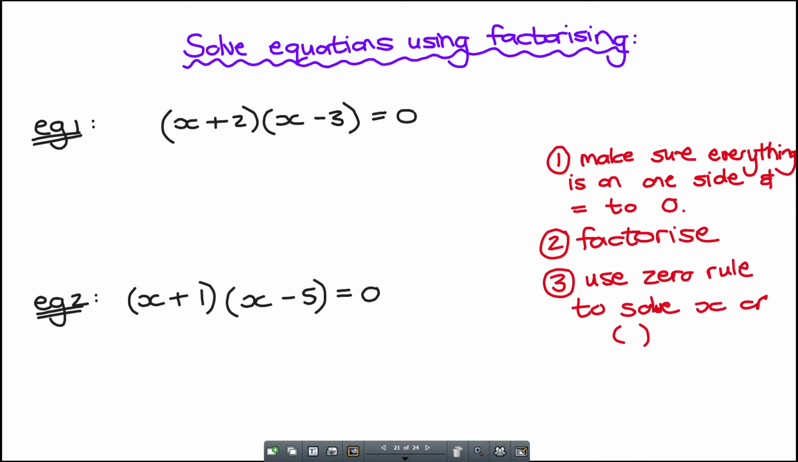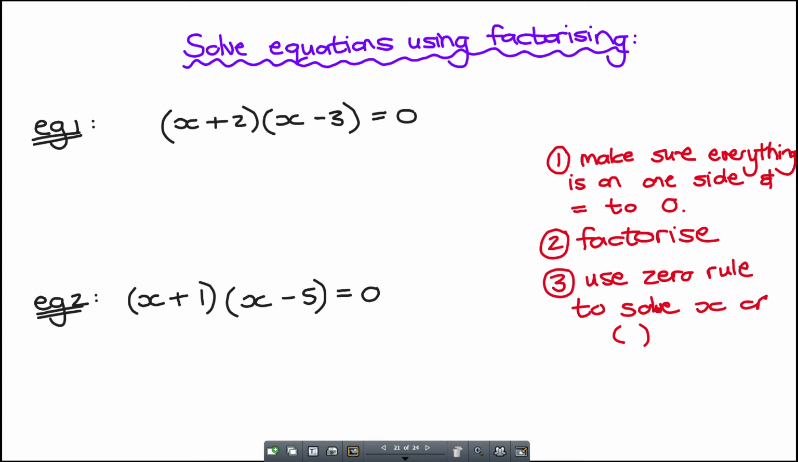What we do is, step 1, make sure everything is on one side and equal to 0. So far, I've given it to you like that. But you are going to get examples just now where it's not equal to 0, and then you have to move everything. We usually move it to the left-hand side, so that we will have equal to 0. We won't be able to solve our equation if it's not equal to 0, and you'll understand why just now.